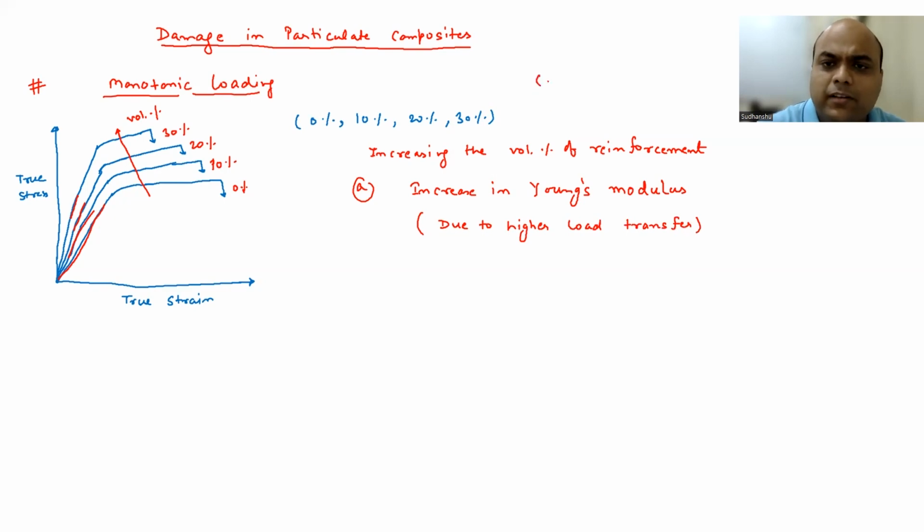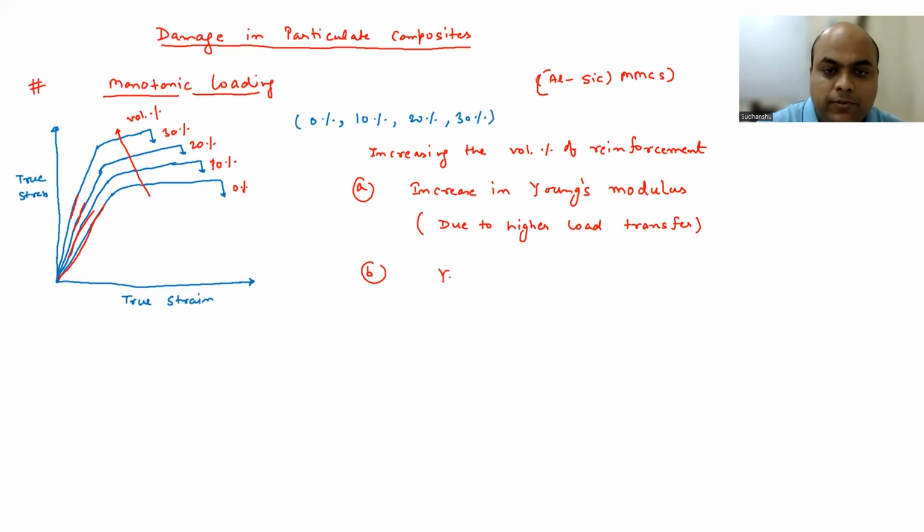Remember, this can be an example of say aluminum silicon carbide composite, MMCs. Right? Silicon carbide is much stiffer than aluminum, and if you increase the volume percentage, you are able to transfer more load towards silicon carbide. That means you are going to increase the Young's modulus of the overall composite. Okay, so that is point number one.